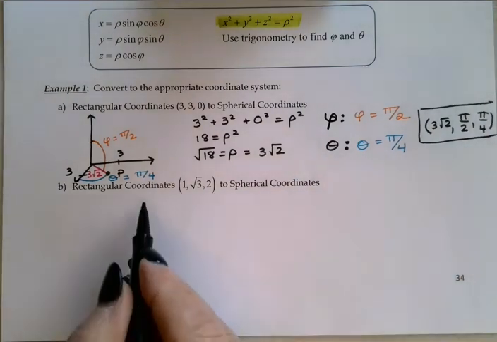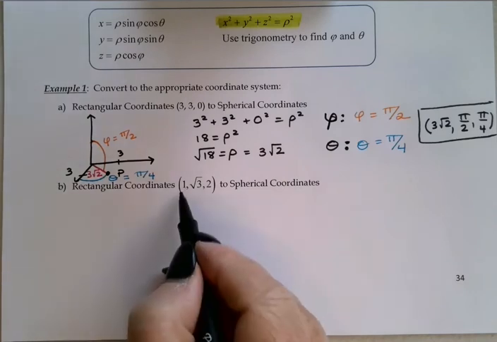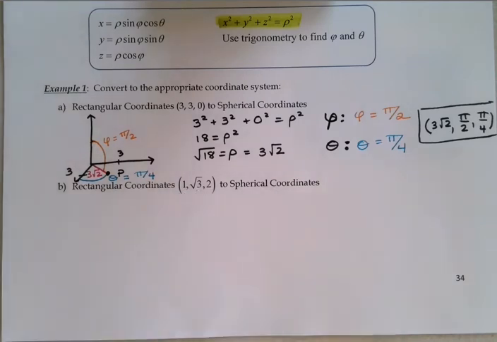All right, one more conversion where maybe we don't have quite such convenient points. I'm starting with the rectangular coordinates, 1, square root 3, 2, and I would like to change to spherical coordinates. Once again, I'm going to sketch this.